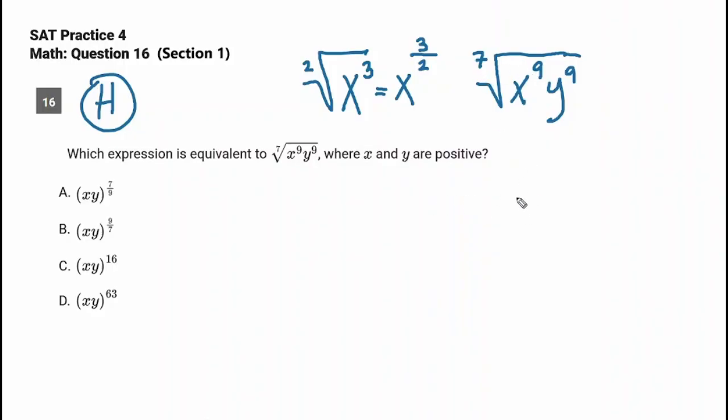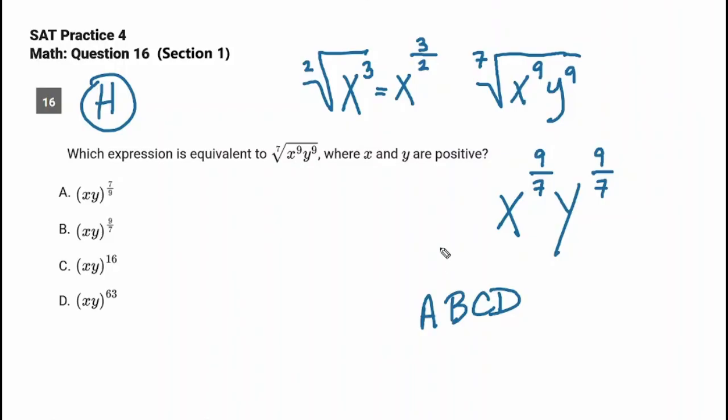So what are we dealing with? X to the what? Squared stuff goes on top, square root stuff goes on bottom. Y to the what? Squared stuff goes on top, square root stuff goes on the bottom. Okay, so that's the answer. Let's write down A, B, C, D, and let's cross stuff off.